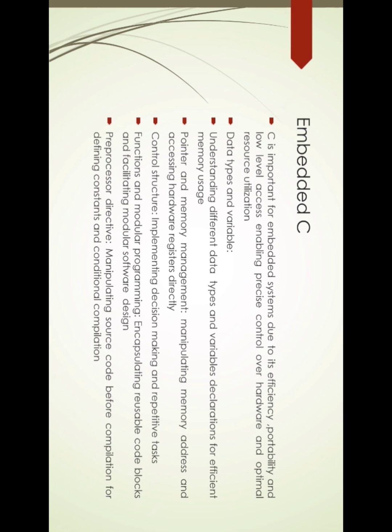Data types and variables in embedded C. Understanding different data types and variable declarations is important for efficient memory usage. In this, we have topics like pointers and memory management, control structures, programming, functions and modular programming, and preprocessor directives. Firstly, pointers and memory management, which means manipulating memory addresses and accessing hardware registers directly. And secondly, control structures, which means implementing decision making and repetitive tasks.